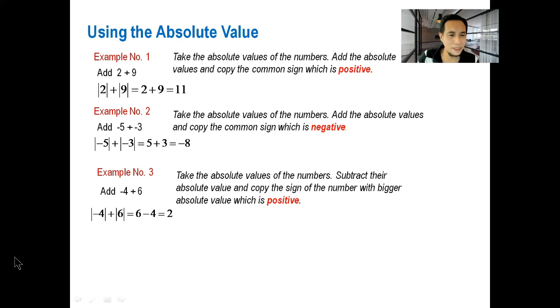Now, in this case, -4 and 6. I mean, 4 and 6, which is bigger, 4 or 6? 6, and 6 is positive. Therefore, the final answer would be positive 2, because 6 minus 4 is 2, and copy the sign of the larger number, which is positive. Therefore, it's positive. All right.